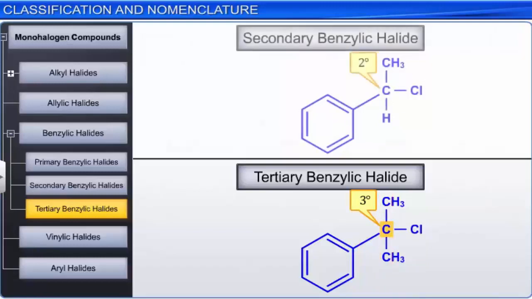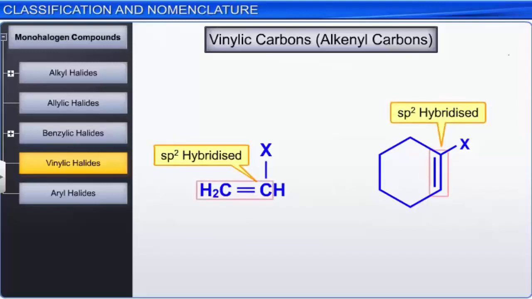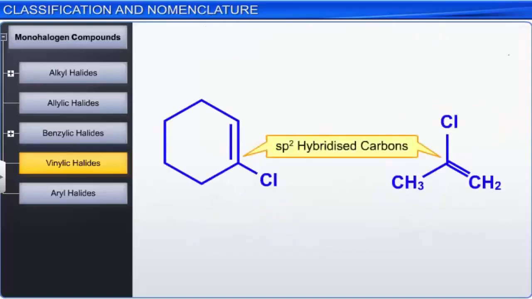It will be helpful in your chemistry studies if you can identify vinylic carbons, or alkenyl carbons, as they are sometimes called. Vinylic carbons are sp2 hybridized and are double bonded to one carbon atom. The vinylic carbons in two different molecules are shown in the illustrations here. Vinylic halides have a halogen atom bonded to an sp2 hybridized carbon atom of a carbon-carbon double bond. Two examples of vinylic halides are shown here. In aryl halides, the halogen atom is bonded to an sp2 hybridized carbon atom of an aromatic ring, as illustrated here.